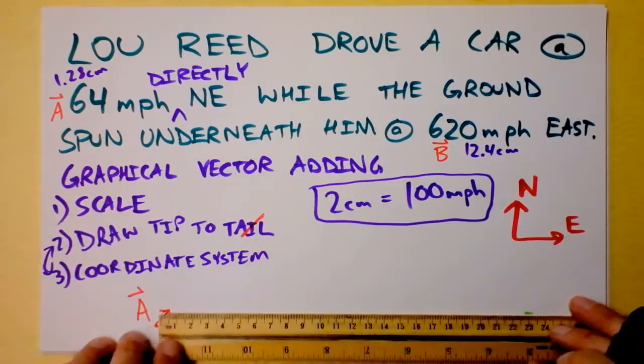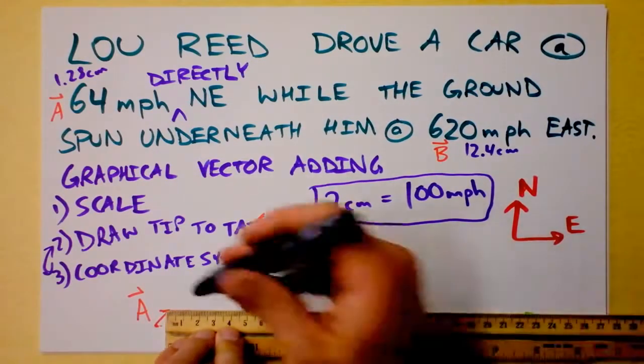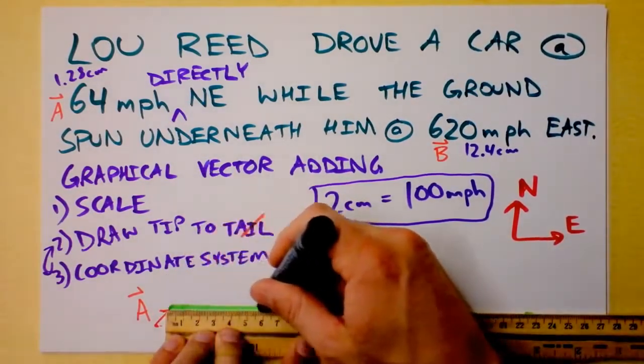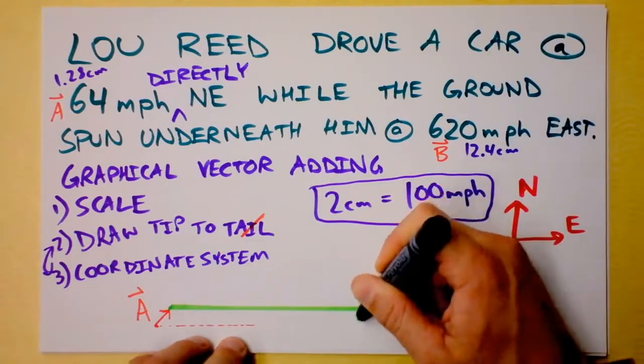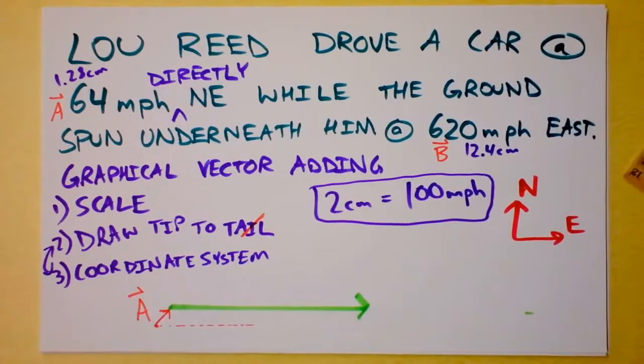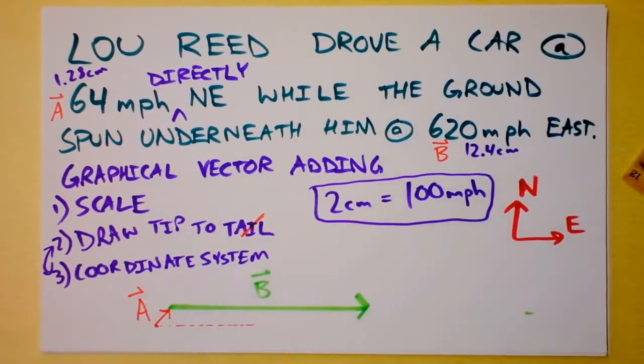So I'm gonna go here, and I'm gonna go over here, and how long? 12.4 centimeters. So I just go and go and go, and I get to 12.4, and I stop. Try this at home. Draw these suckers out. This is the graphical method of vector addition, homies. Here's what we need to do. There's vector B, and we've got vector A, and the resultant.